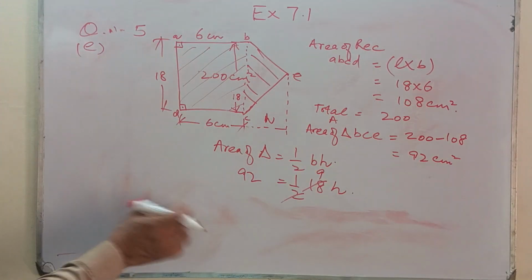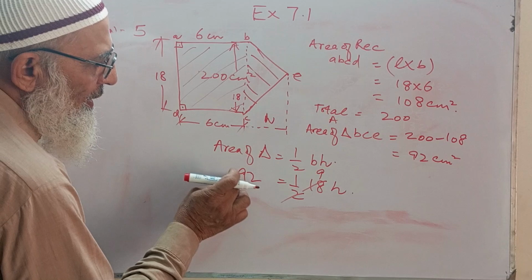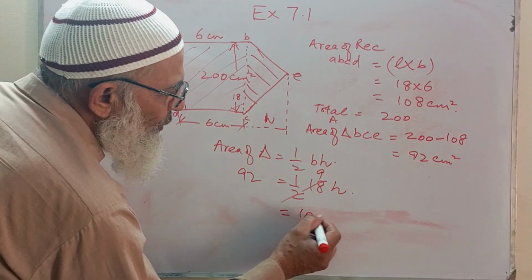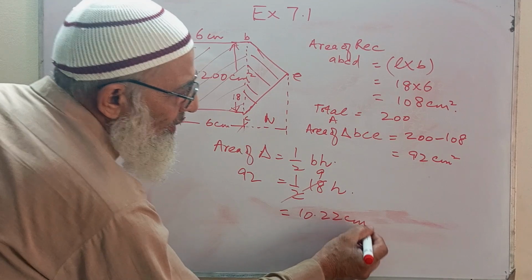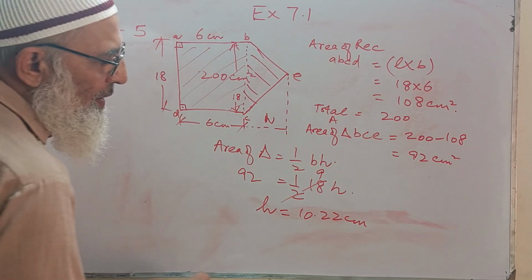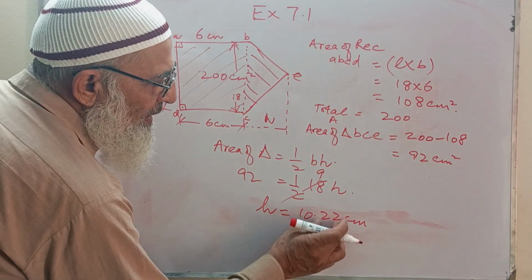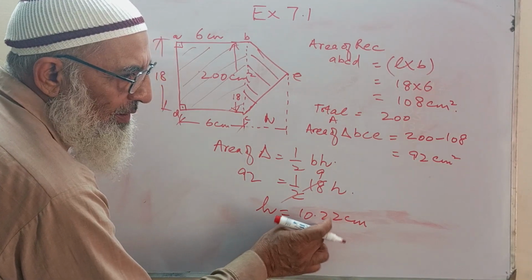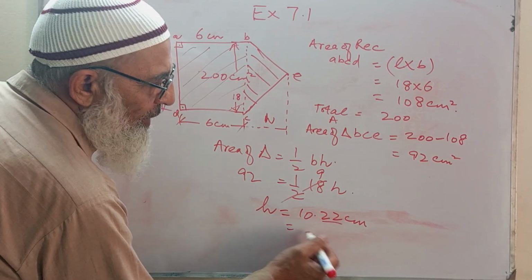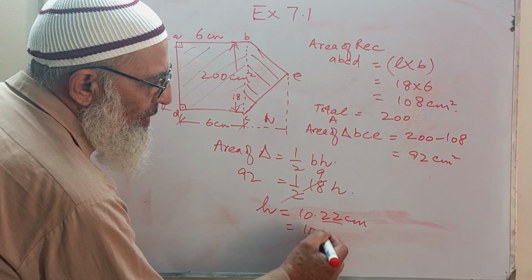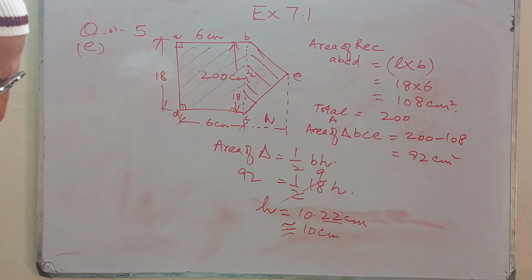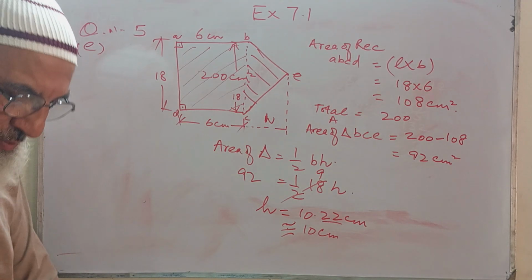Now simply divide 92 by 9, it will become 10.22 centimeters. Now h is equal to 10.22 centimeters, and you can just remove this because it is under 0.5. When this is under 0.5, you can just abolish this. This is nearly equal to 10 centimeters. Okay. Now question number 5 has been completed.